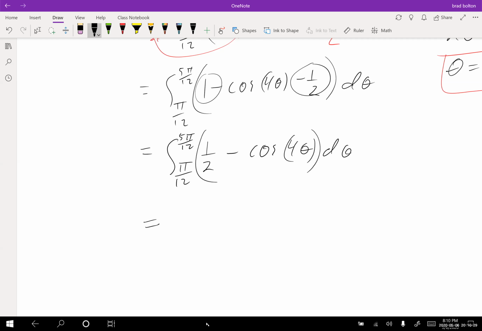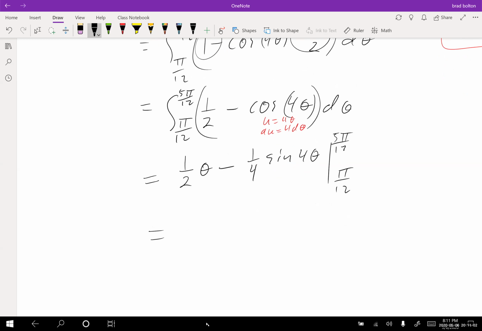So this is going to be, if I integrate this, 1/2 theta minus, now this will actually be 1/4 sine of 4 theta. And then we're going from pi over 12 to 5 pi over 12. Remember, I just did a little baby u sub on this. U equals 4 theta, du equals 4 d theta. So you guys should be able to do a little u sub on that from there. I just kind of skipped that step since we've been doing this a while now.